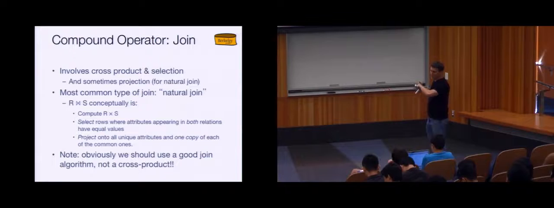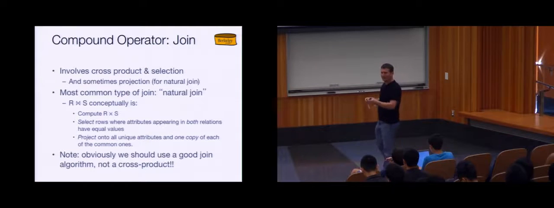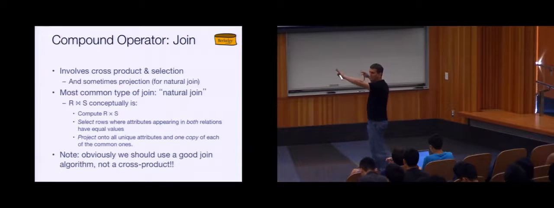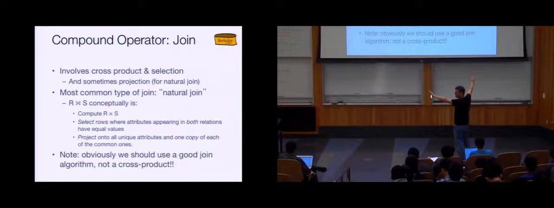Compute R cross S. Select the rows where the attributes appearing in both relations have equal values. So they have to actually match on attribute name, like SID from this table and SID from this table. So if you have two columns here that have names that both appear here, then you're joining on pairs like SID comma last name, SID comma last name.